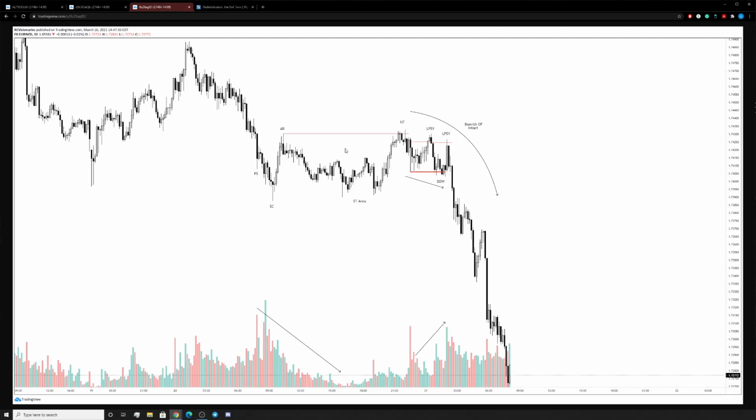Neglecting volume. Anybody who trades Wyckoff and doesn't use volume does not trade Wyckoff. That is flat. I think that's a universal rule. If not, it should be.